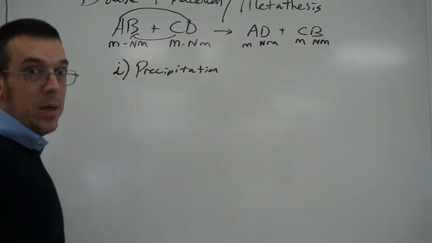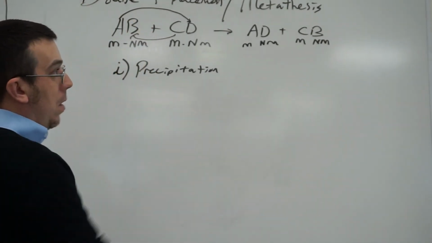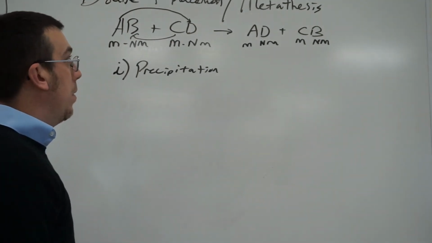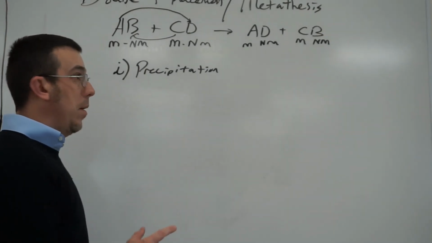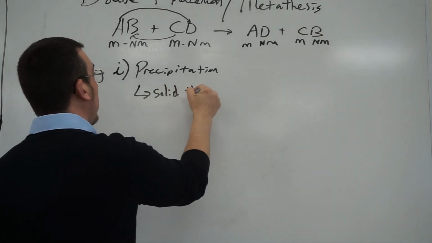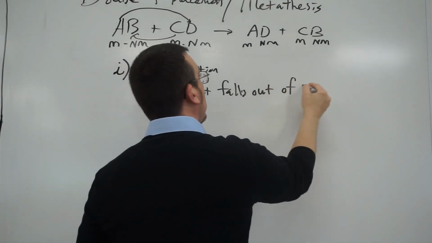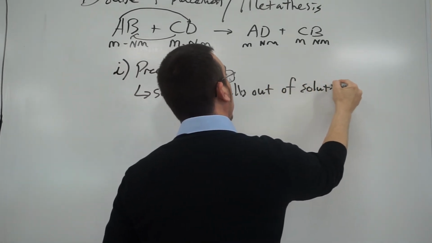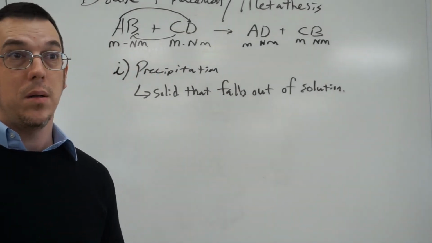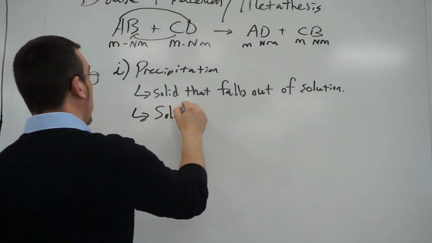So what is precipitation? Precipitation is where you have two separate compounds. When you put them into a solution, they react together and they form a precipitate. Now, what exactly is a precipitate? A precipitate is a solid that falls out of solution. And so you have to ask the question, how do I determine which is a solid? That refers back to the solubility rules.